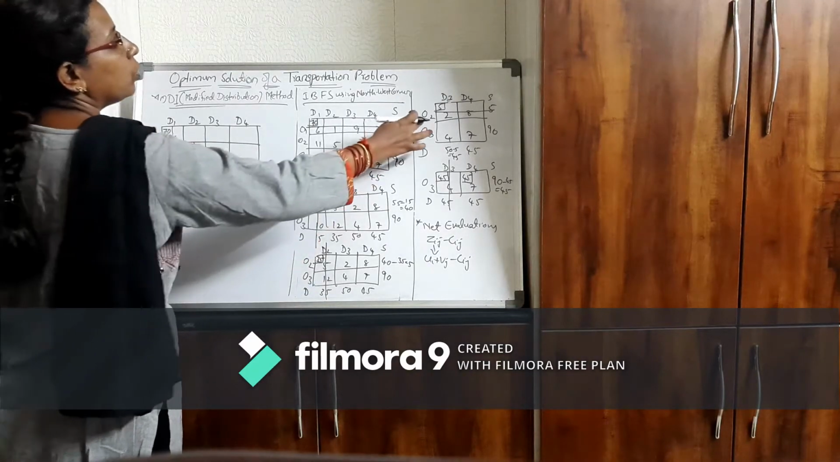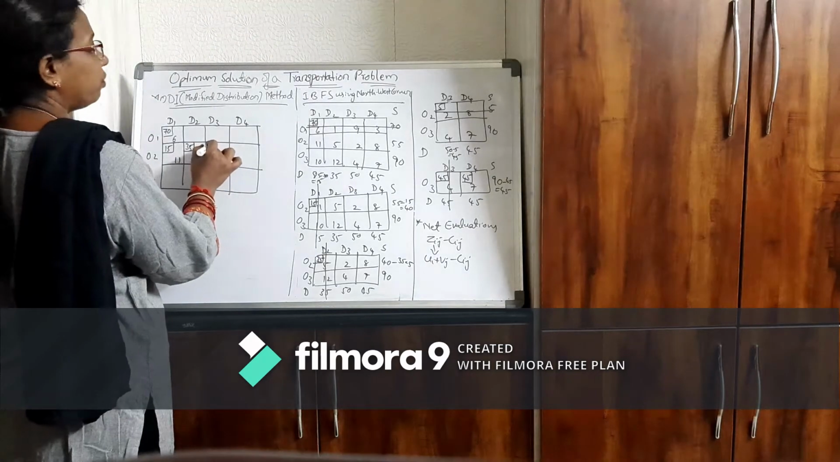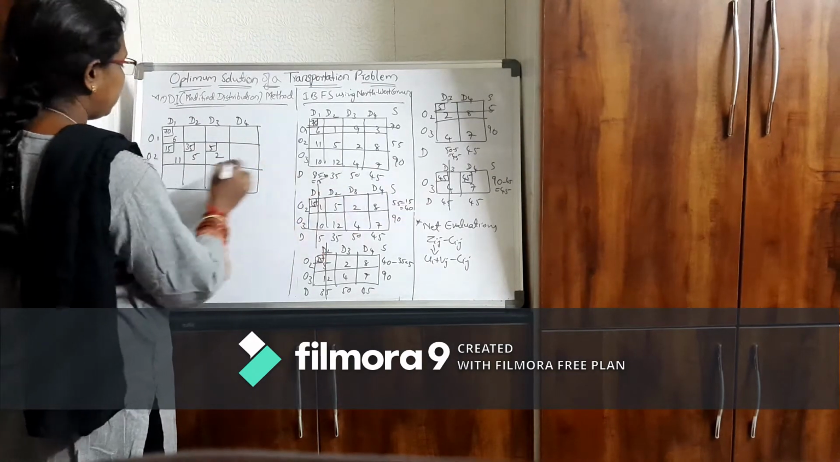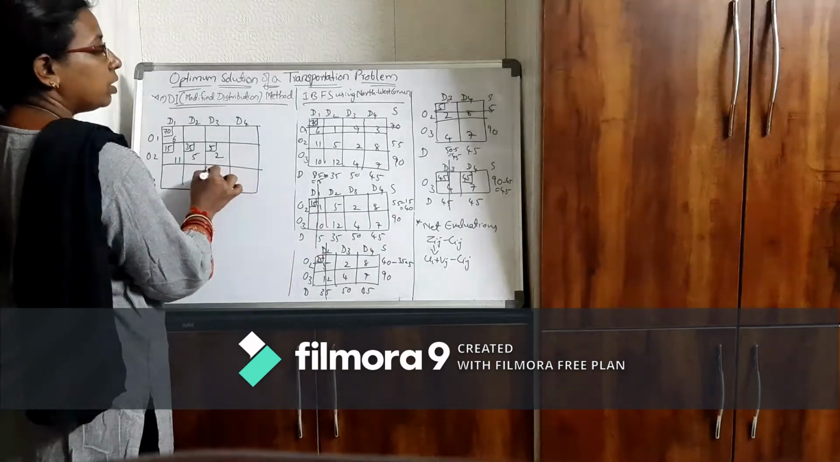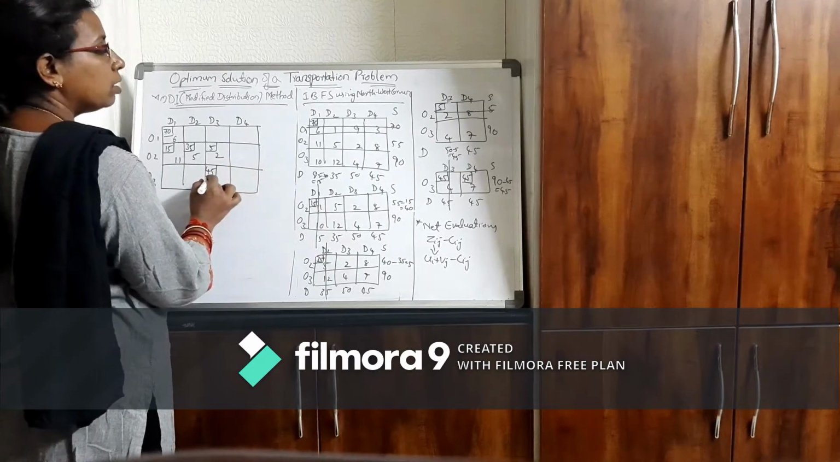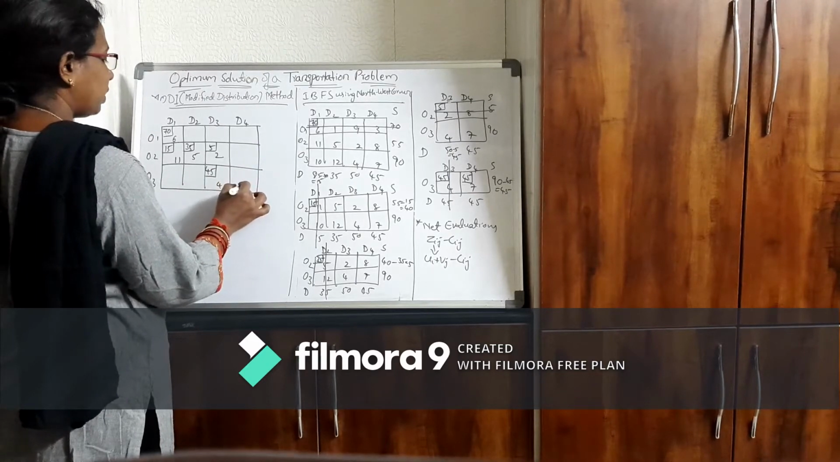Next you have O2 D3. O2 D3 is 2, and here the allocation is 5. Then O3 D3. This is 45. Then O3 D4. The cost is 4, O3 D4 is 7, and the allocation is 45.